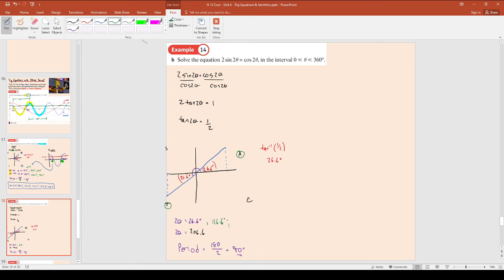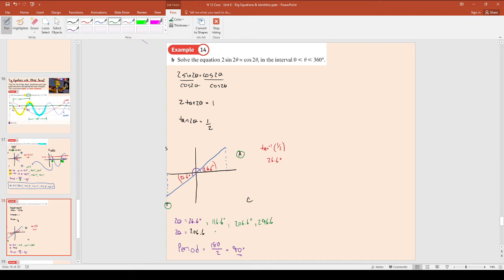Plus 90 again. And, oh, we actually got to this one, 206.6. So actually we've matched up there, okay? This is matching the bottom one. No bother though, plus 90 equals 296.6. 296.6 plus 90 again is out of the range at 386. It's out of the range.